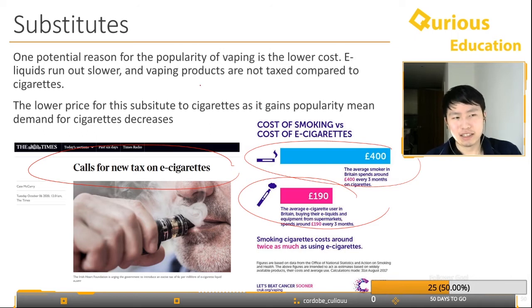But nevertheless, this kind of justifies the point about how e-cigarettes are actually cheaper, and because of that, more people would get into e-cigarettes and they would be using e-cigarettes instead of smoking. And as a result, because of the lower price of e-cigarettes, there would be lower demand for cigarettes.